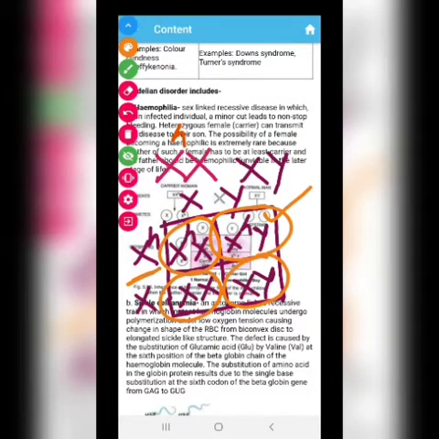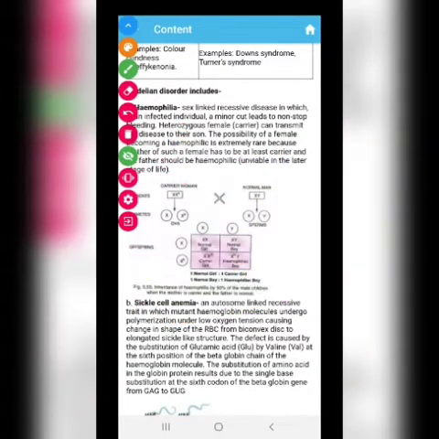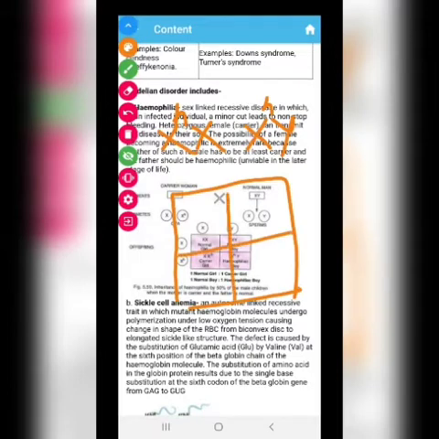Now I take one more case. This is a female who is a carrier, and this is a male who is diseased. If they both are married together, then the female will produce two types of ova. One is affected, one is non-affected. And the male will also produce two kinds of sperm. One is the affected X and the other is a normal Y.